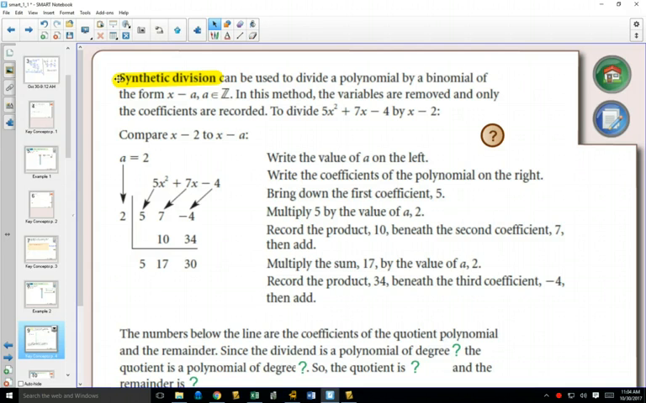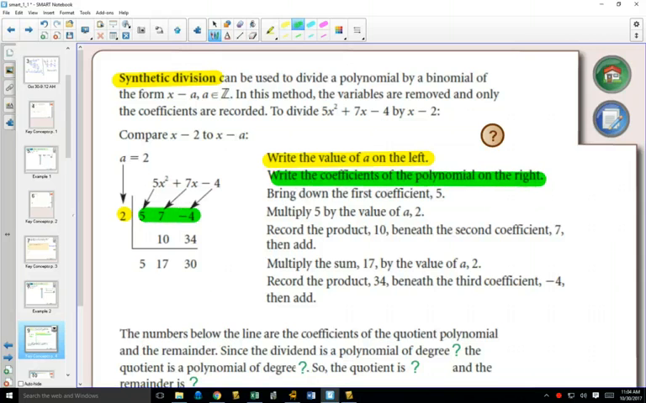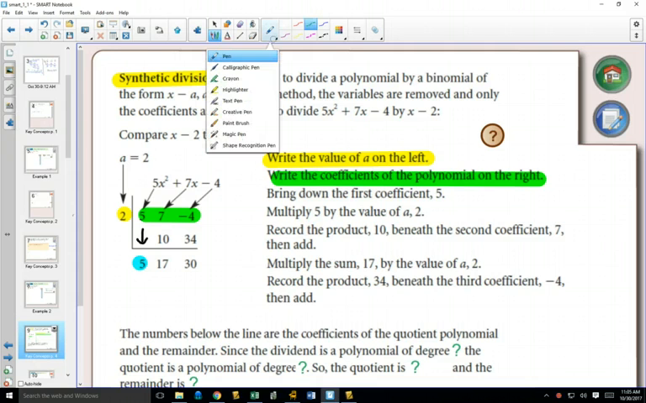Right? So we're always writing down the opposite sign here for the 2. Opposite sign there for 2. Then we write our coefficients down. The very first number is always the number that you would bring down.